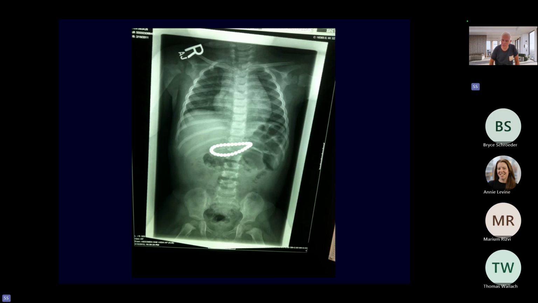Sometimes it's hard to tell on a film. This is in the stomach. What is this? Bracelet? It's a bracelet. What's the bracelet made out of? Likely a metallic bead. No, this is made out of buckyball magnets. Nightmare fuel. Right? So, how are you going to take this out?